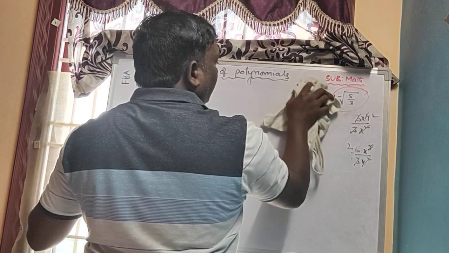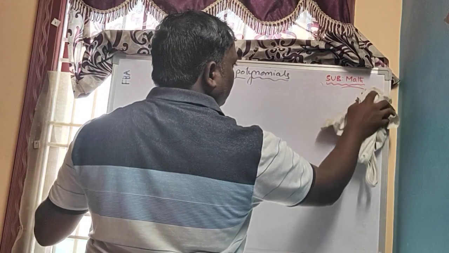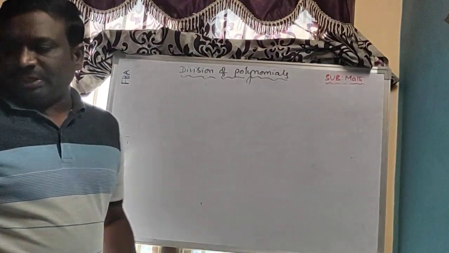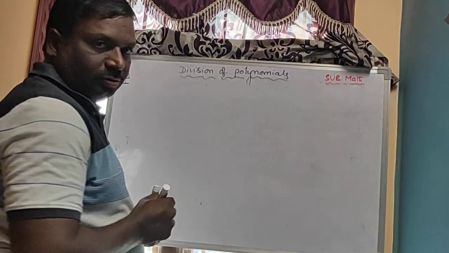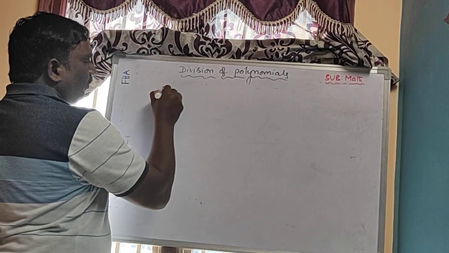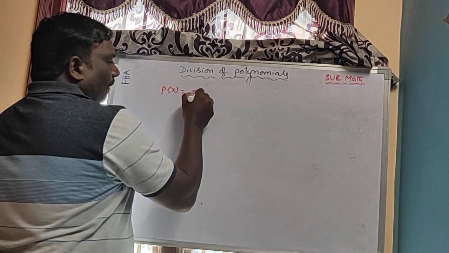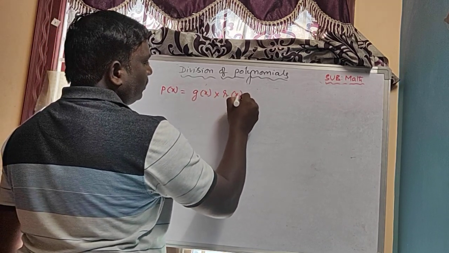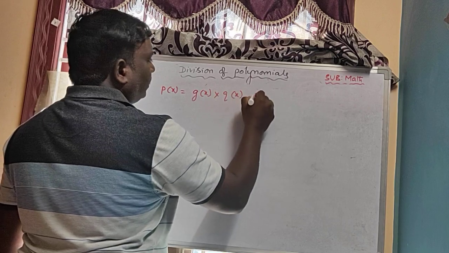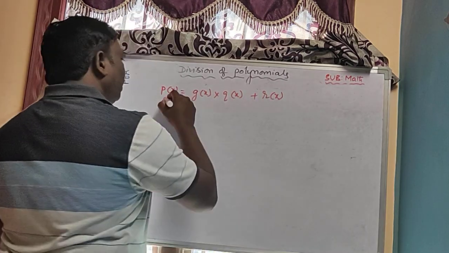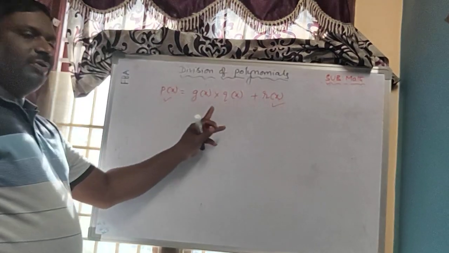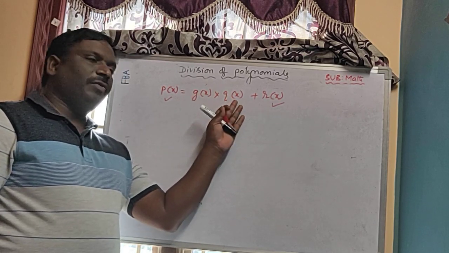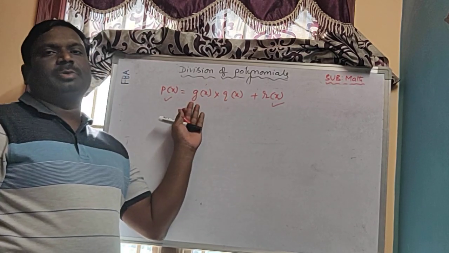So, the last model is what I said, the division rule. I said p of x equal to g of x into q of x plus r of x. Here they will give p of x and r of x, and from g of x and q of x, any one value, one polynomial, they will give. If this polynomial they give, we have to find the other polynomial.